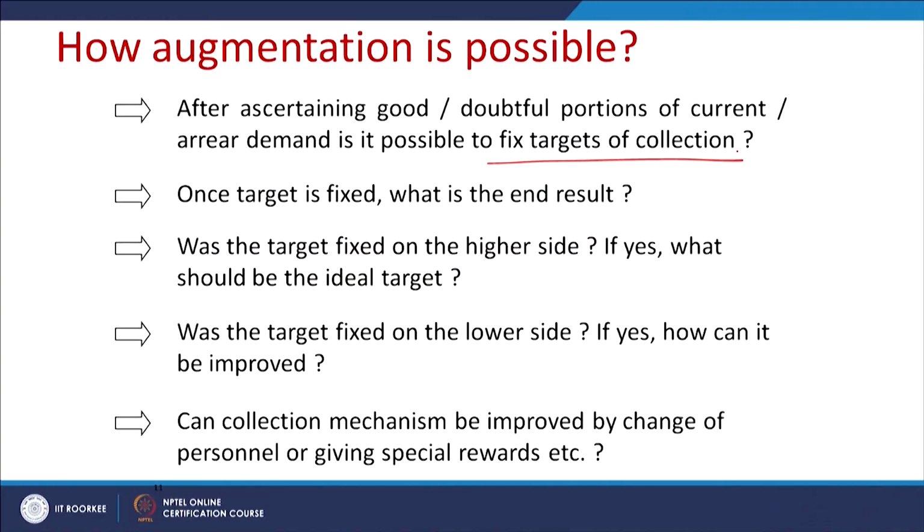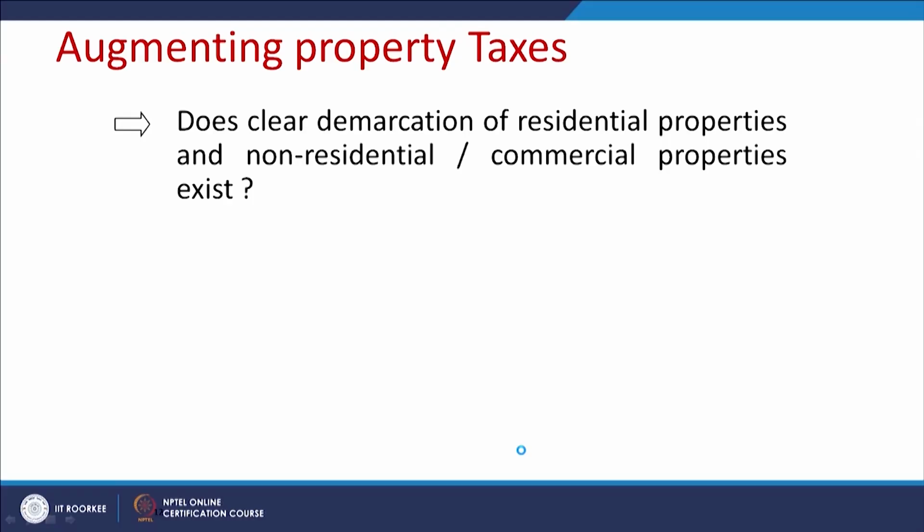Next is, can the collection mechanism be improved by change of personnel or giving special rewards? Now, how can you improve the collection mechanism? Either by giving training or by giving some incentives to your team members. Now, these are the augmenting strategies for the property tax. The property tax is a very common and very popular source of revenue, so you should see the property tax in a very clear manner.